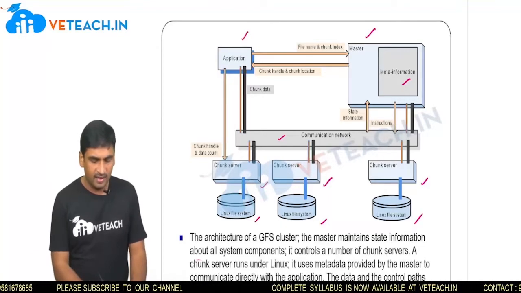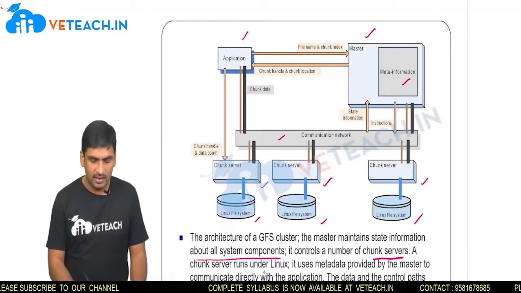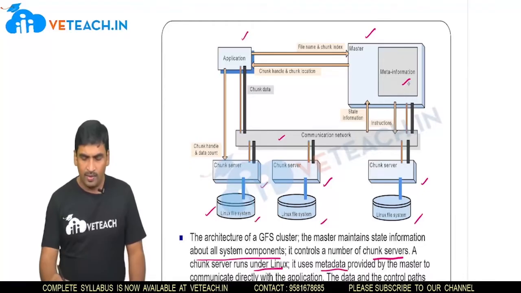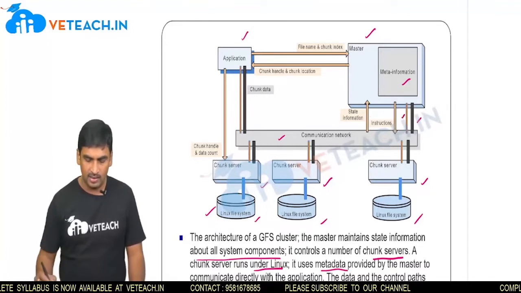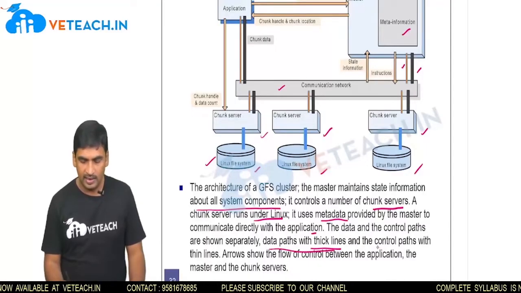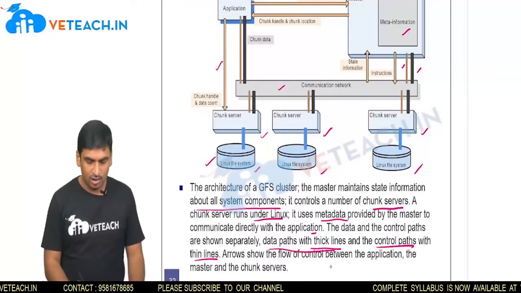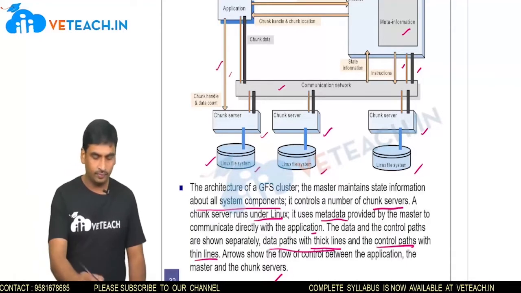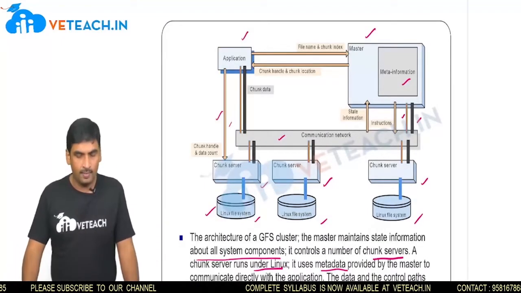The master maintains the state information about all system components. It controls the number of chunk servers. A chunk server runs under Linux, so it runs under the Linux file system. It uses metadata provided by the master to communicate directly with the application. Data and control paths are shown separately, with thick and thin lines: data paths with thick lines and control paths with thin lines. The arrows here show the flow of control between the application, the master and the chunk servers. So this is the architecture of the Google file system.